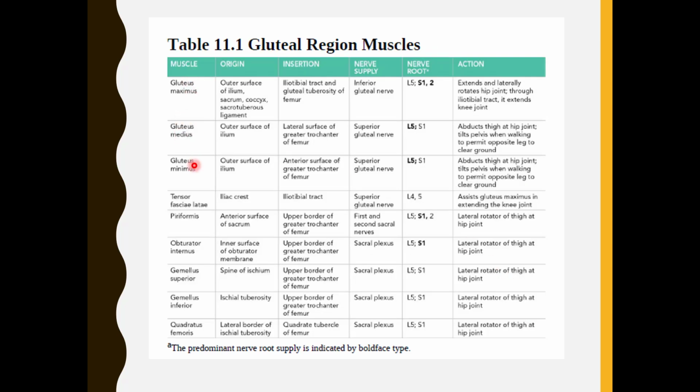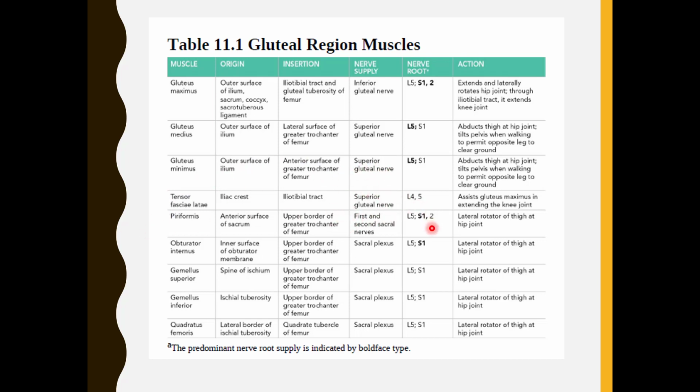See here, this is a chart which I have pasted here. These are all the muscles. First of all, three superficial muscles, which are gluteus maximus, gluteus medius and gluteus minimus, which originate from the outer surface of the ilium in between the gluteal lines, and they are inserted over the greater trochanter of the femur and the gluteal tuberosity of the femur. Only the gluteus maximus muscle is innervated by the inferior gluteal nerve. Otherwise, the gluteus medius and gluteus minimus are innervated by the superior gluteal nerve, along with the tensor fasciae lata, which is also supplied by the superior gluteal nerve.